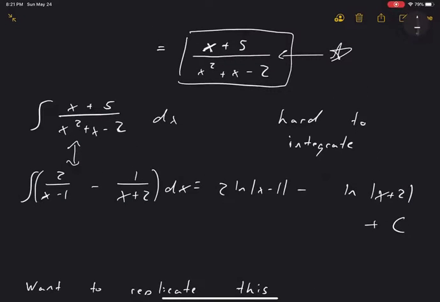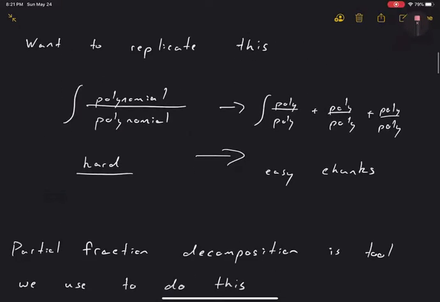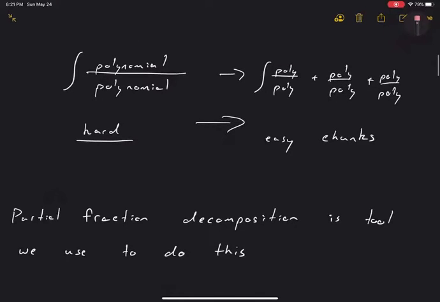I have this hard integral, and I just know from my previous work that this hard integral is equal to these chunks of easy integrals. So the integral of this is equal to the integral of this, which I can find easily. That's the idea of what partial fractions is doing. We're splitting up hard fractions of polynomials into easy fractions of polynomials, easy chunks. And partial fraction decomposition is the tool we use to do this.